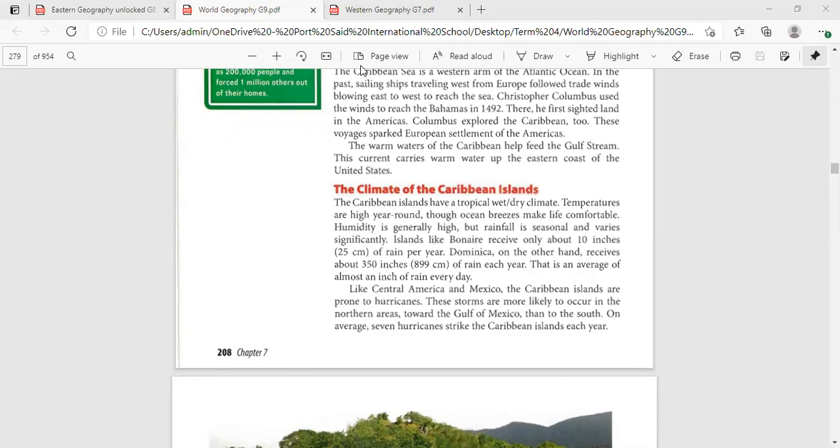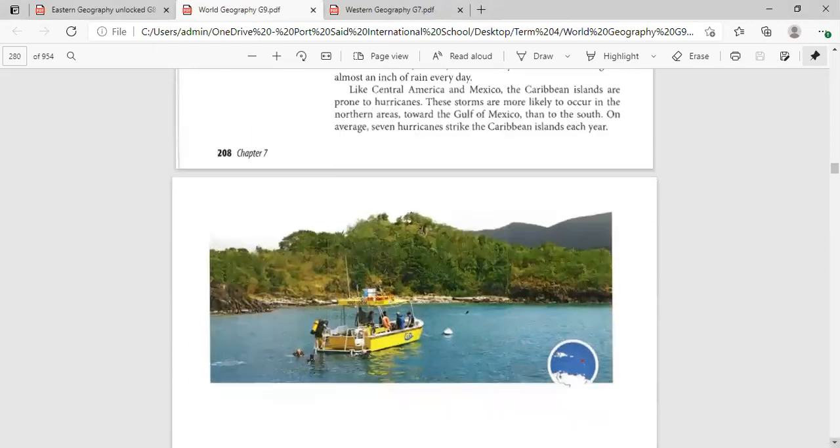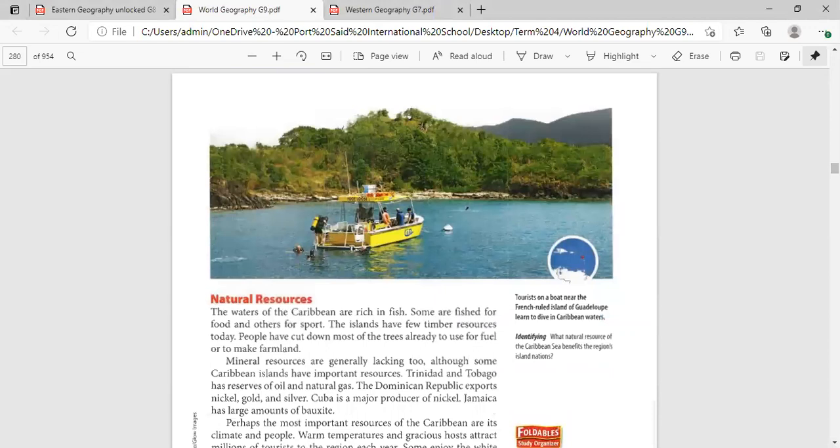Like Central America and Mexico, the Caribbean islands are prone to hurricanes. These storms are more likely to occur in the northern areas toward the Gulf of Mexico than to the south. On average, 7 hurricanes strike the Caribbean islands each year.